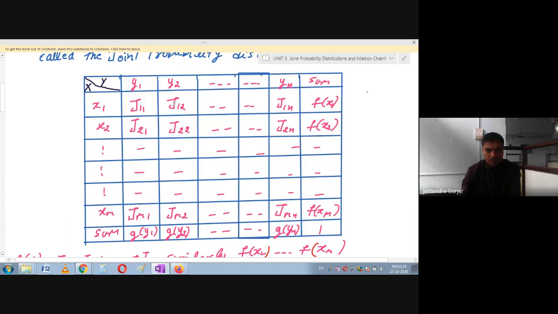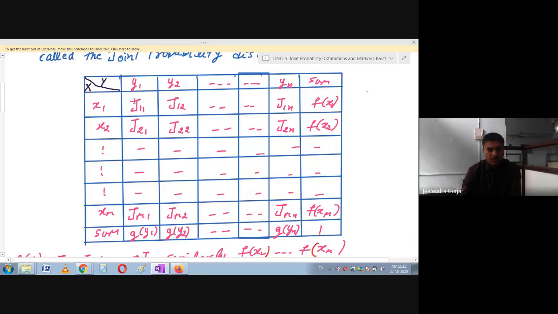All these blocks, students, are nothing but, if you take j11, it represents x1 and y1. That is the first row, first column, j11. Once again, I am just repeating: j12 means it is again first row, second column. So it is x1 and y2, and it is going to give you the value j12. Like this, we come across till the end, which is going to give you j1n.